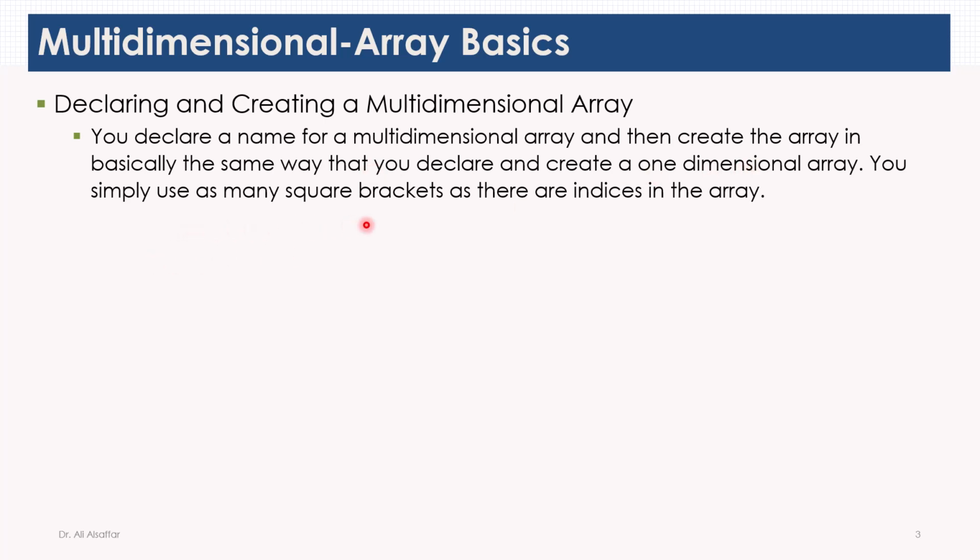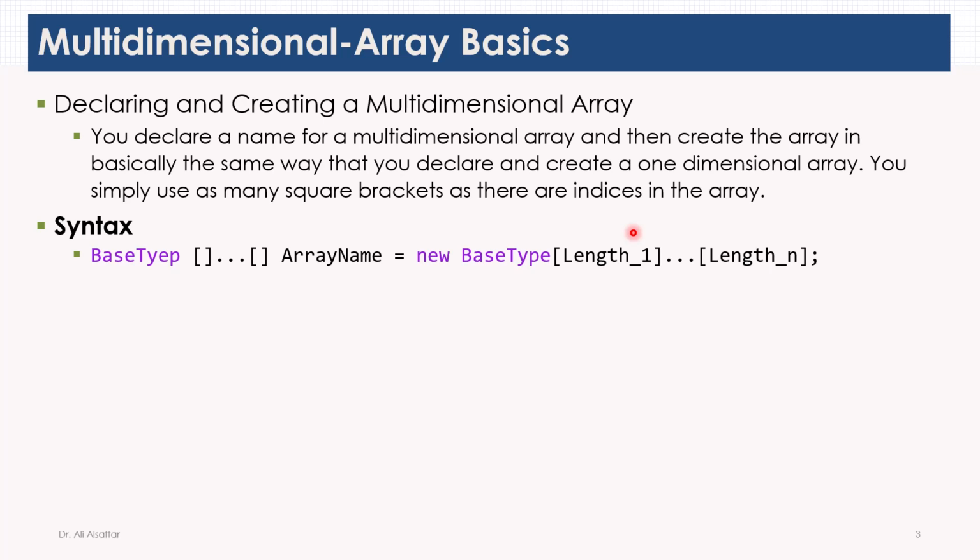You simply use as many square brackets as there are indices in the array. So the first square bracket represents the first dimension, the second square bracket represents the second dimension, the third square bracket represents the third dimension, and so on. So this is syntactically how to define a multi-dimensional array. You put the base type, maybe primitive data types like int, double, float, char, or a class base like a string or a user-defined class. And then you put the square brackets according to the dimension.